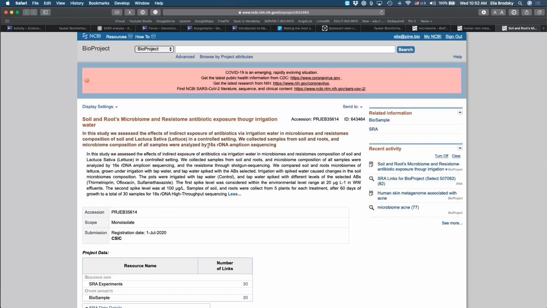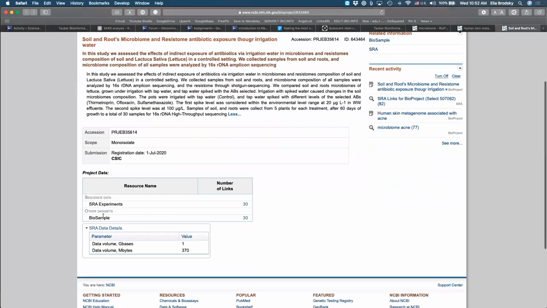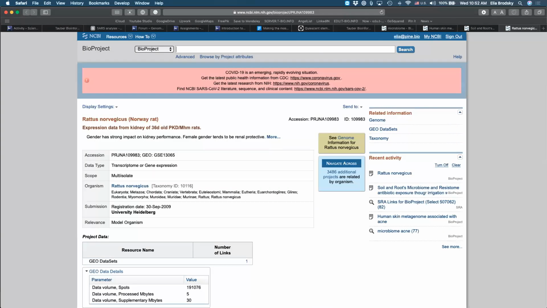We collected samples from soil and roots, and microbiome composition of all samples were analyzed by 16S ribosomal DNA amplicon sequencing. Okay, looks very interesting. And then let's see, we have overall 30 samples. Excellent. Let's see, Kylie. Expression data from kidney of 36-day-old PKD MHM rats.